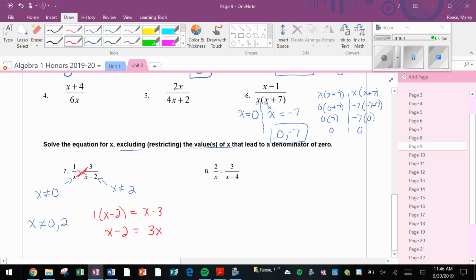Okay, so you're going to rewrite it. You're going to solve for x. I get negative 2 is equal to 2x, and then you're going to divide by 2.